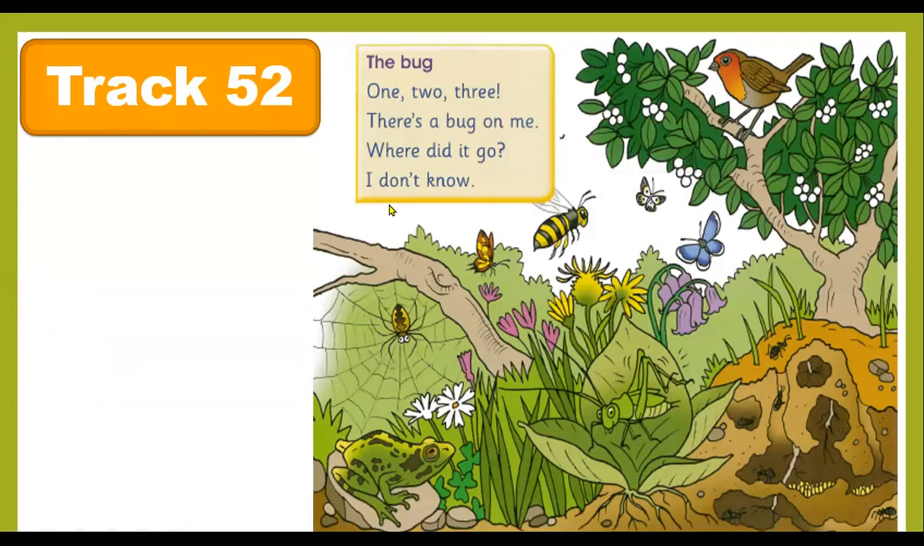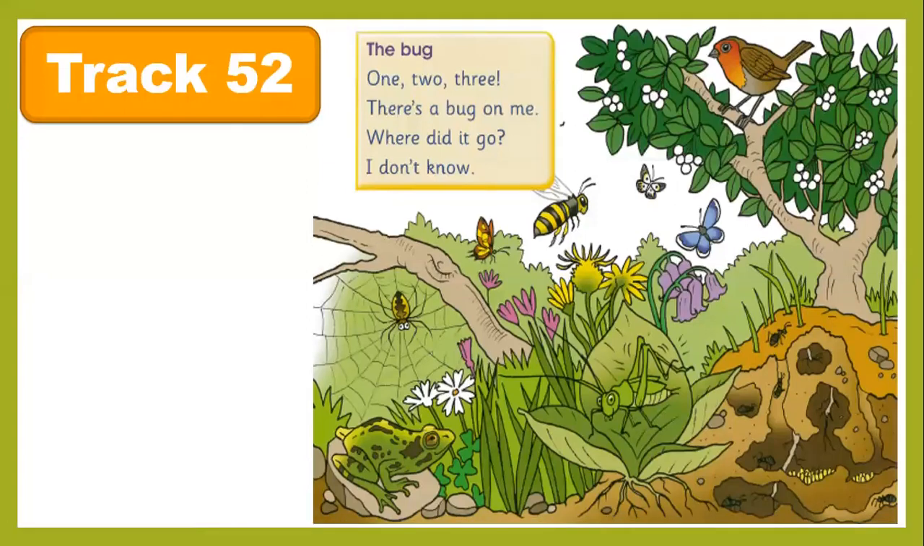CD 2, Track 52, Cambridge English, Stage 2, by Caroline Lindsay and Ellie Schottman. Published by Cambridge University Press. This recording is copyright 2014. The Bug. 1, 2, 3. There's a bug on me. Where did it go? I don't know.